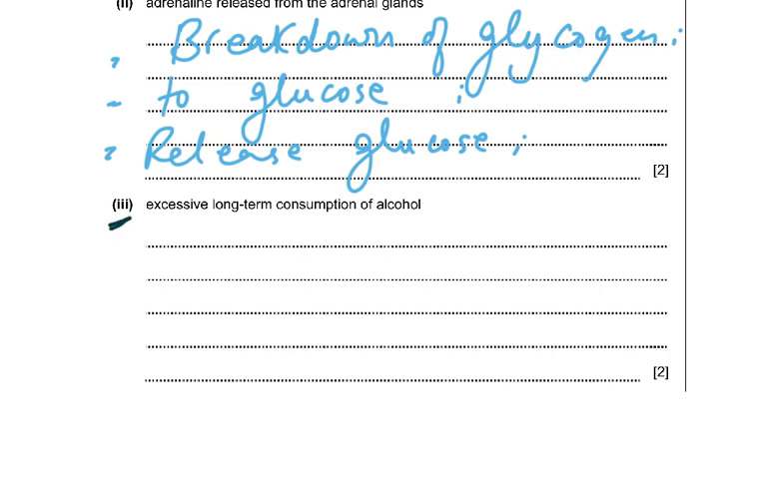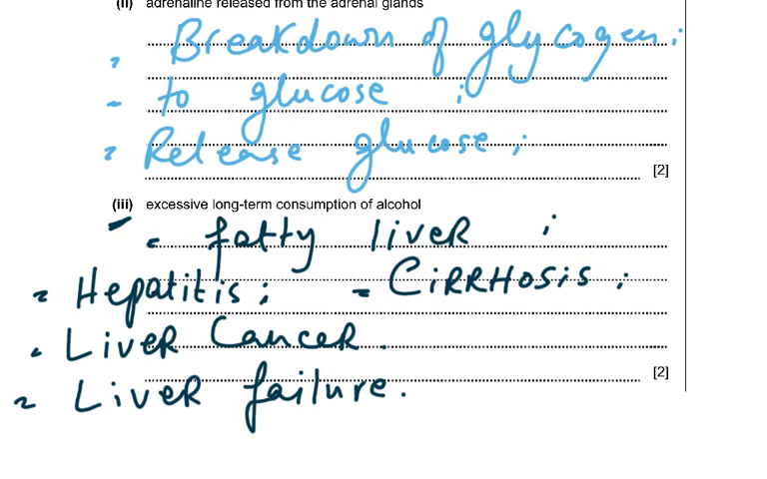Coming to part 3, excessive long-term consumption of alcohol. How does this affect the liver? Because of the fatty liver, then there's going to be hepatitis, there's going to be cirrhosis, liver cancer, and liver failure. So you could have given me any two of these: fatty liver, hepatitis, cirrhosis, liver cancer, liver failure.